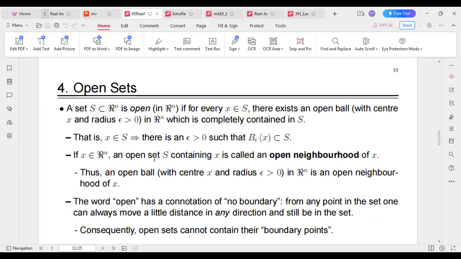If x belongs to Rn, an open set containing x is called an open neighborhood of x. Thus, an open ball with center x and radius epsilon greater than 0 in Rn is an open neighborhood of x.